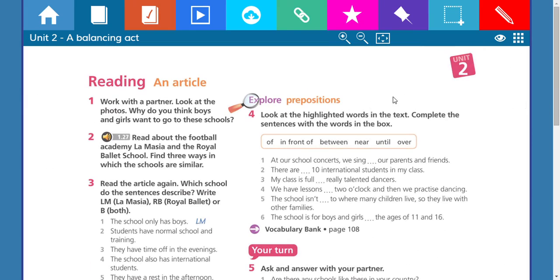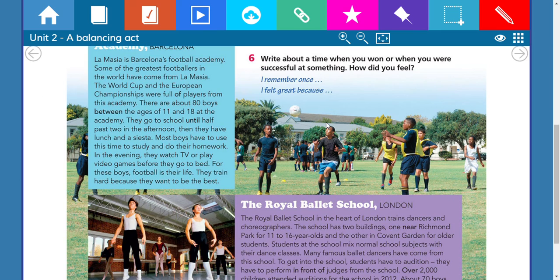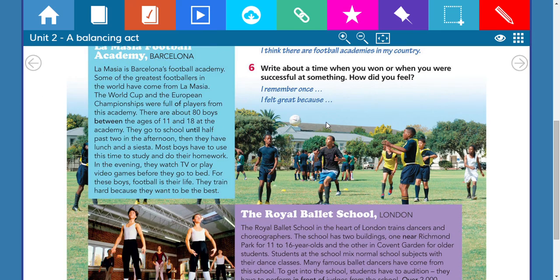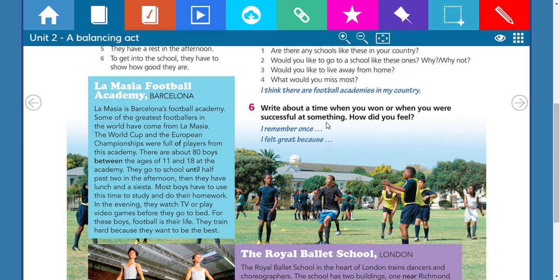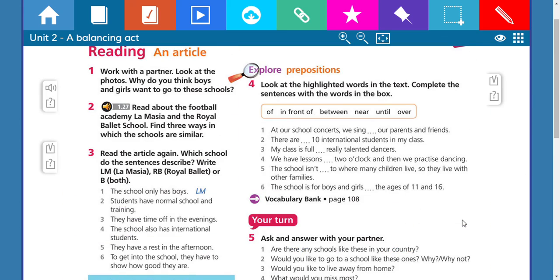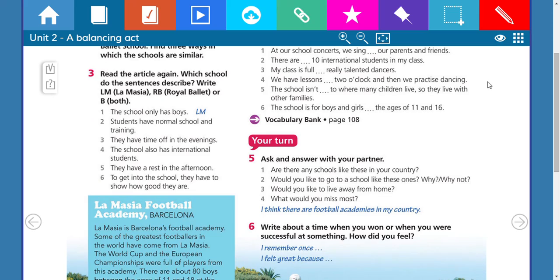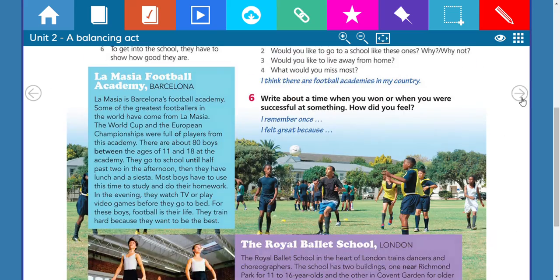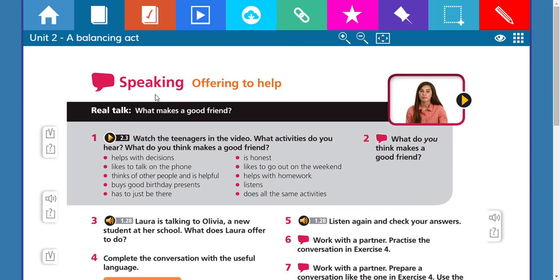Okay. For next class, we have a reading article. So it's going to be a reading activity. So it's good for you if you can practice for this class, okay? It's page 25. Here you have the activities. We're also going to see prepositions of place: in front of, between, near, until, and over. Remember there are 2 pages, and also we're going to see a speaking activity, offering to help.